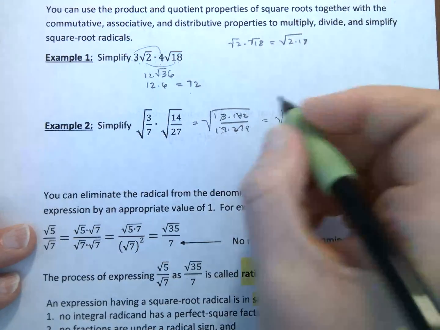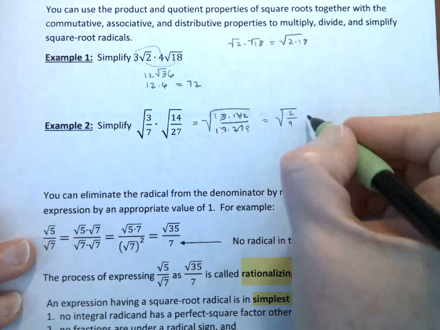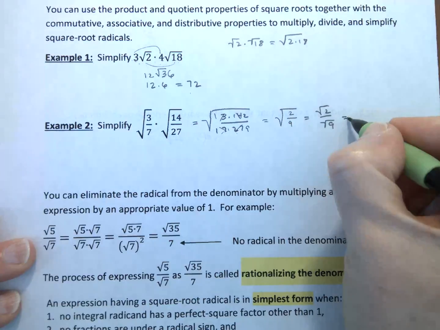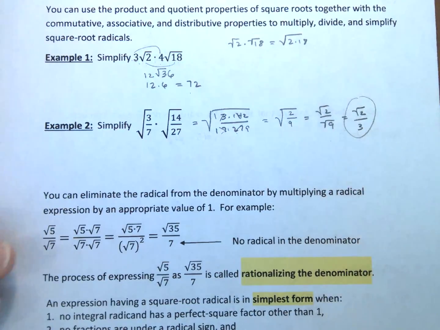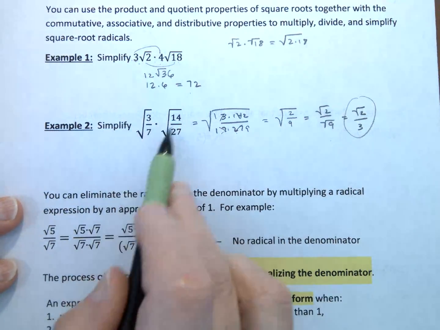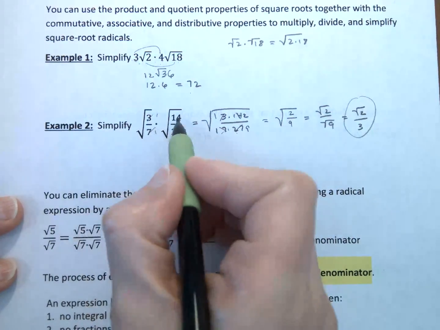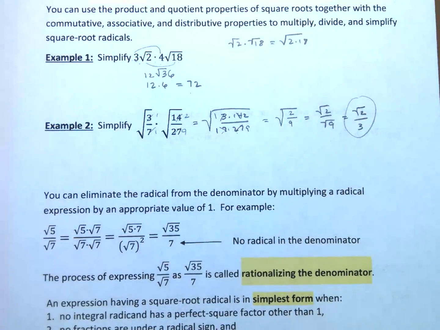I have 2 times 1 on the top and 1 times 9 on the bottom. I can then separate those out so that it looks like that. And the square root of 2 is just square root of 2. Square root of 9 happens to be 3. Okay, so that's how I can simplify that. I could have even just left it like this and just gone through and simplified. Okay, but I wanted you to see how we spread it out.